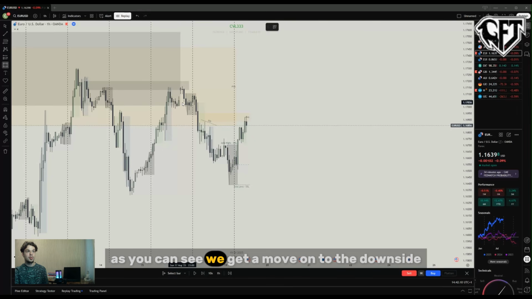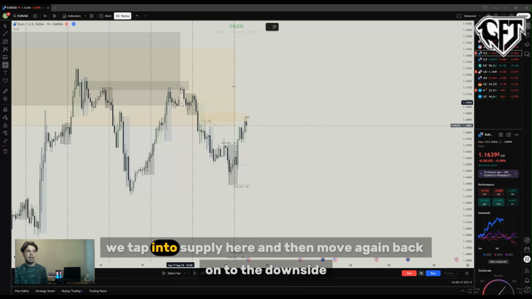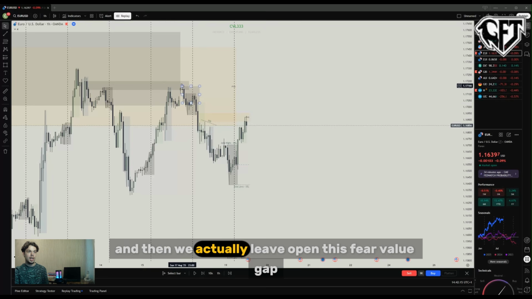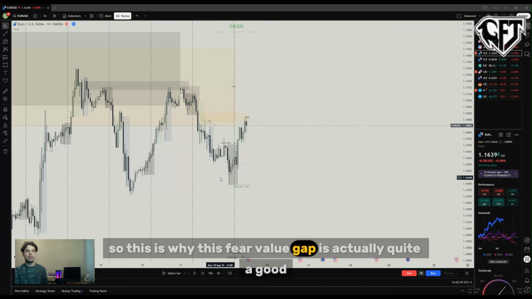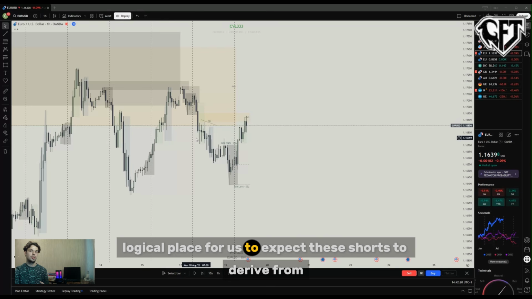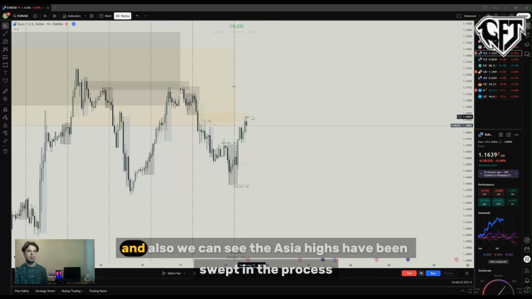As you can see, we get a move onto the downside, we tap into supply here, and then move again back onto the downside. And then we leave open this fair value gap. So we have no reason for price to come any higher. This is why this fair value gap is quite a good logical place for us to expect these shorts to derive from. And we can also see the Asia highs have been swept in the process.